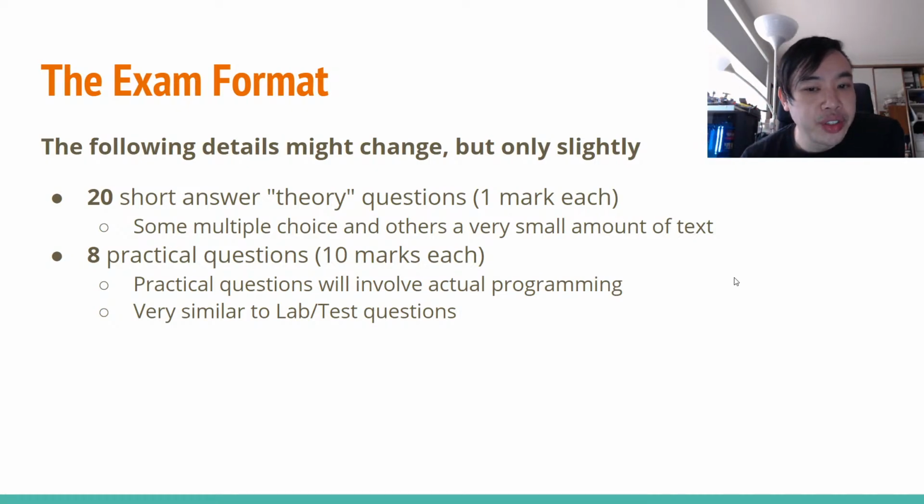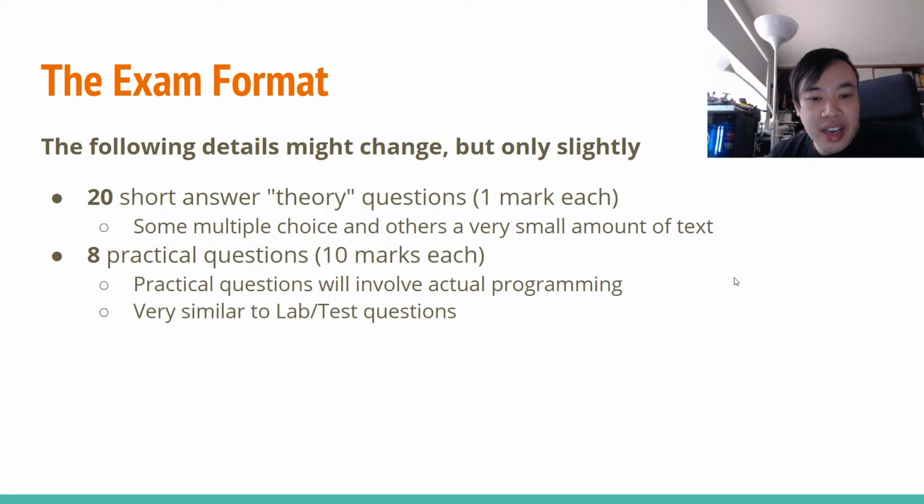So 20 short answer theory questions. Some of these will be multiple choice. Some of these will be just a few words of text or something like that. These will be questions about testing your understanding of things, and then the 8 practical questions are testing whether you can write code or not. So the short answer questions are things that we have not asked you before, because they're not the kinds of things that we necessarily do often, although some of the tutorial questions really kind of match up with those. And the practical questions are very, very much like the lab and weekly test questions.